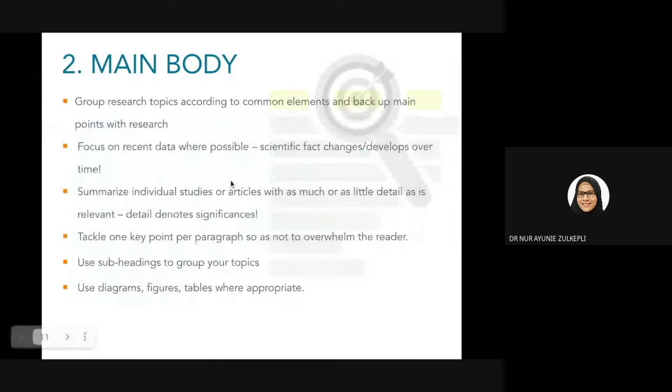Okay, so let's jump into the main body. I think the most important structure in your literature review is the main body. We call it the main body. It focuses on data because we present it in the form of results and discussion. Usually it involves the scientific facts that relate to the papers or publications that you included in this literature review.